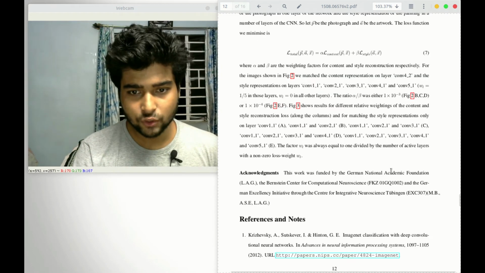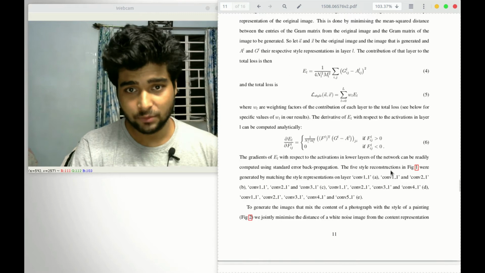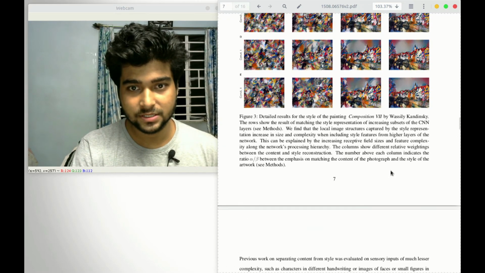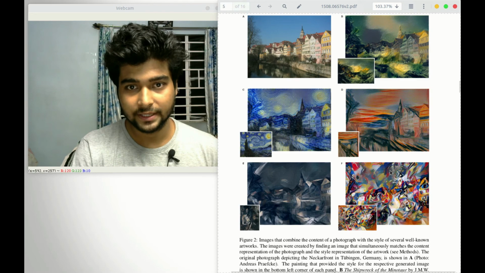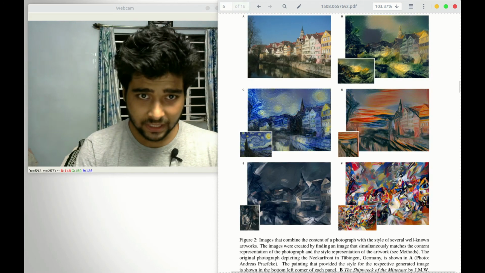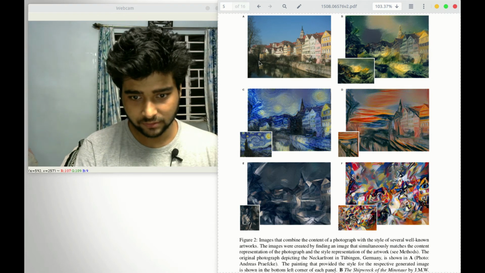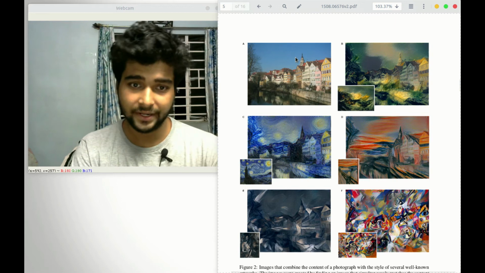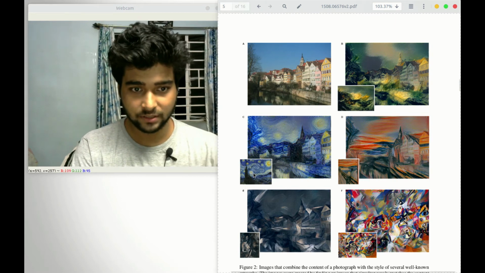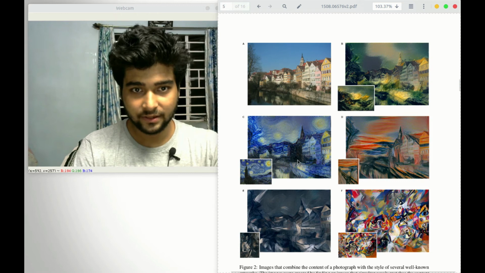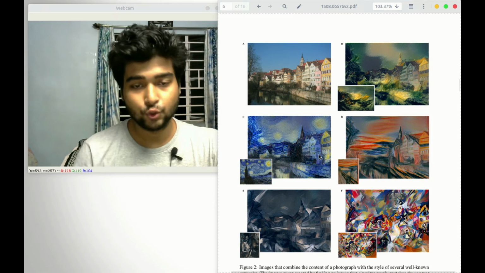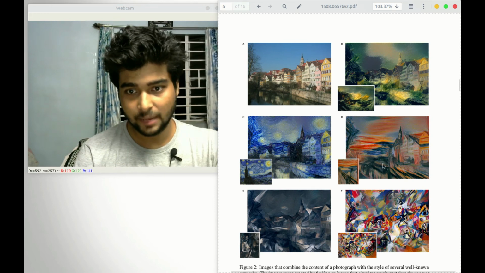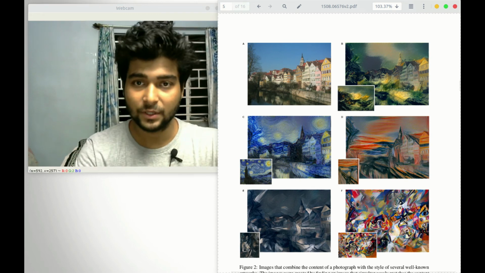And coming to some of the results that you can get from this paper, it is over here. Yeah, there you go. So this is the content image, and this small one is the style image, and you combine them to get the output image, which looks like this. And the same is the case for each one of these pictures.